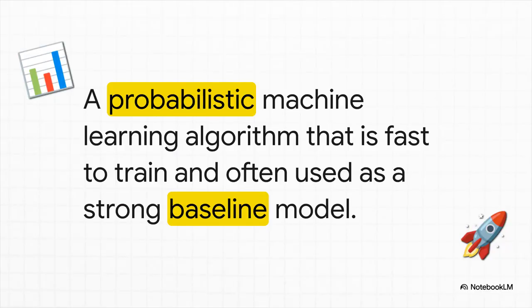So, our first machine learning model is an absolute classic, naive Bayes. It's a statistical approach that works by calculating probabilities. It looks at the words in a sentence and asks, what are the odds this text belongs in this category?